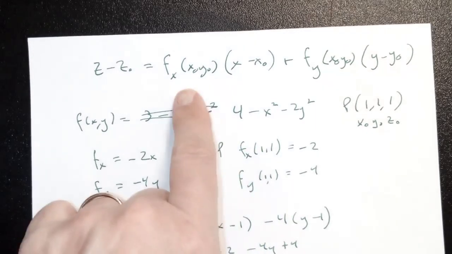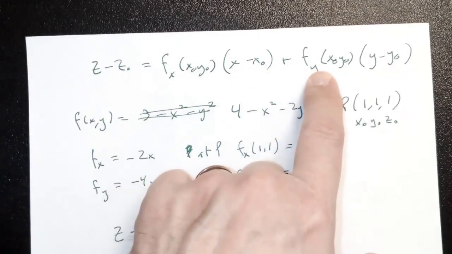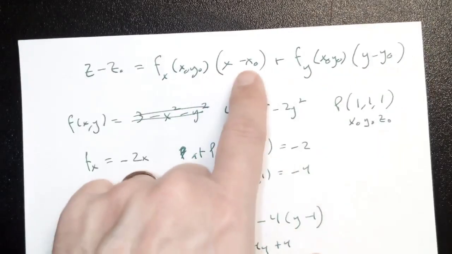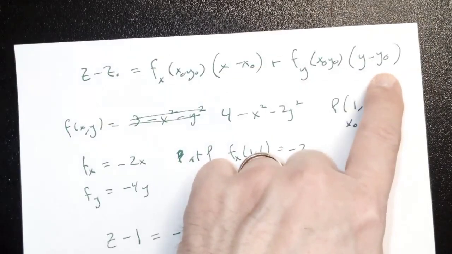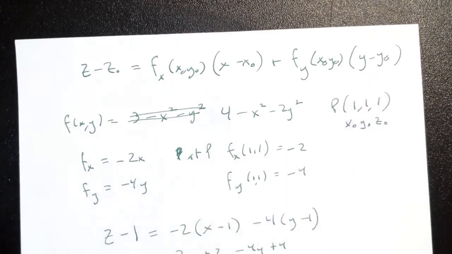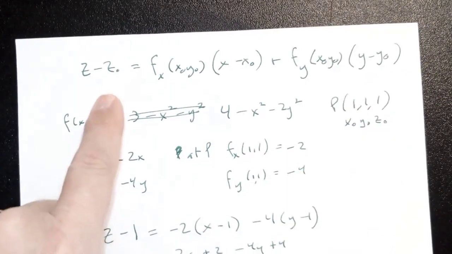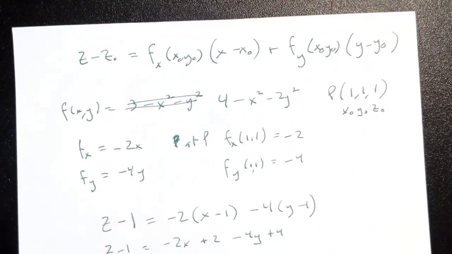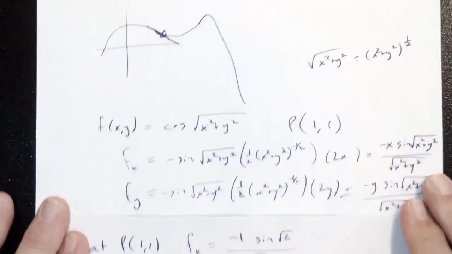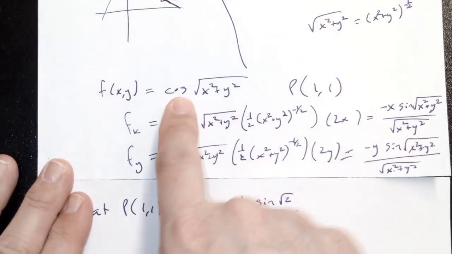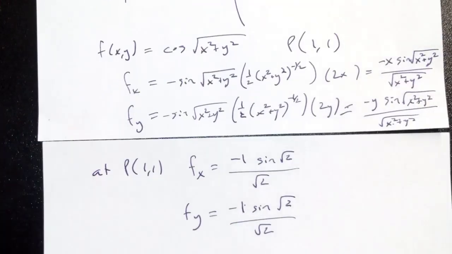I got the partial derivative for x. I got the partial derivative for y. I plugged in the number. I got x0 and y0 because I have the numbers to plug in. What don't I have? Oops, I forgot z0. So I've got to go back here and plug in (1, 1) to the original equation to get the z value.